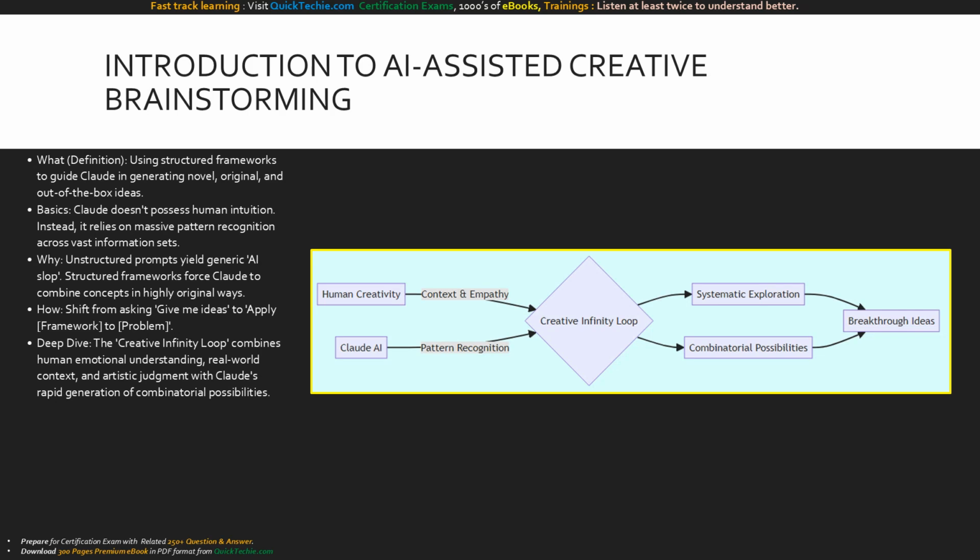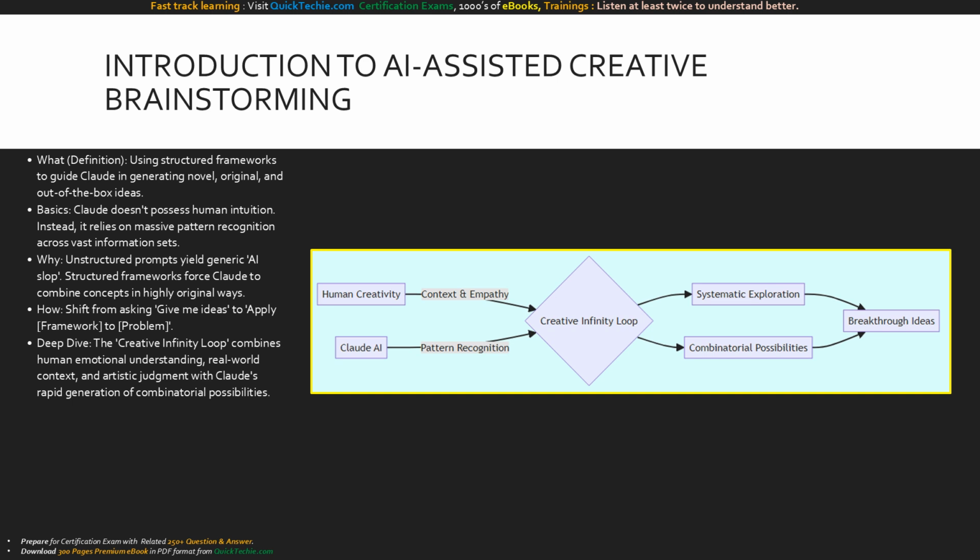Let's start by shattering a major myth. Creativity isn't just waiting for lightning to strike. It's about solving problems in new ways. When we bring Claude into the creative process, we have to understand what it actually does. Claude doesn't have genuine artistic intuition or lived human experience. What it does have is unparalleled pattern recognition.